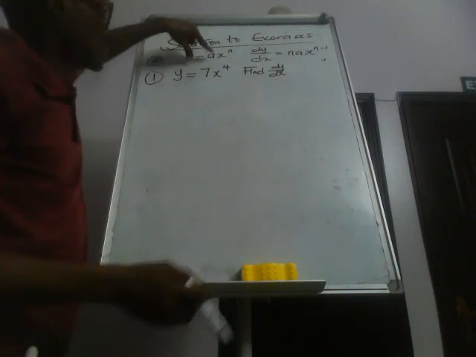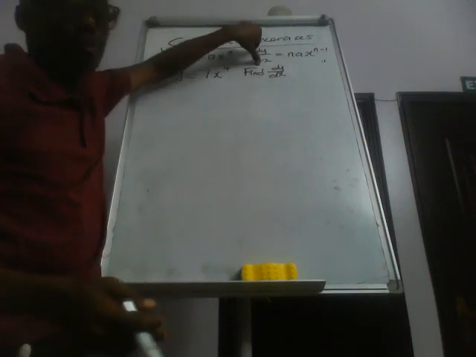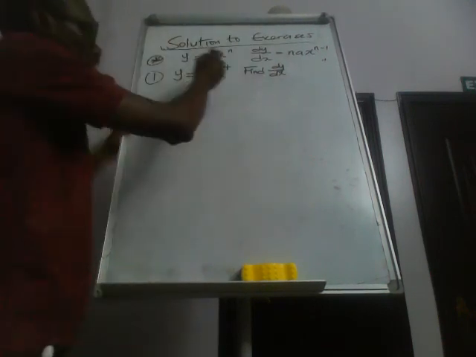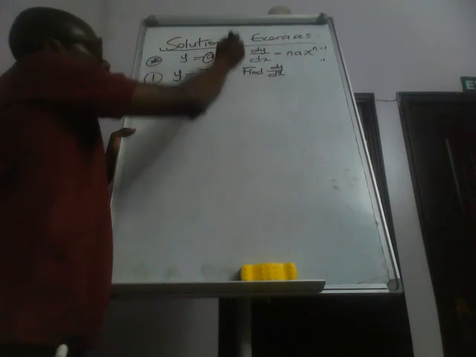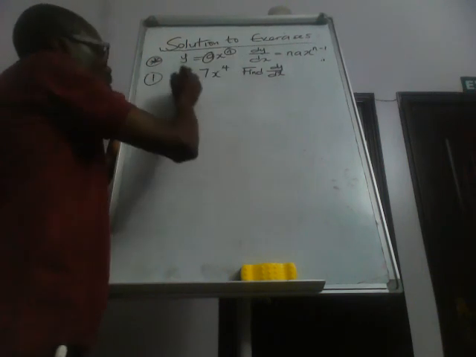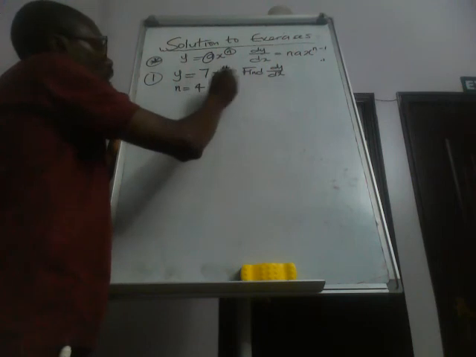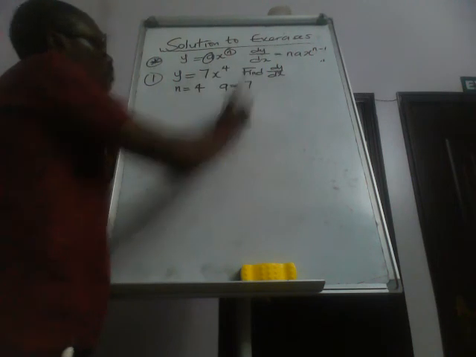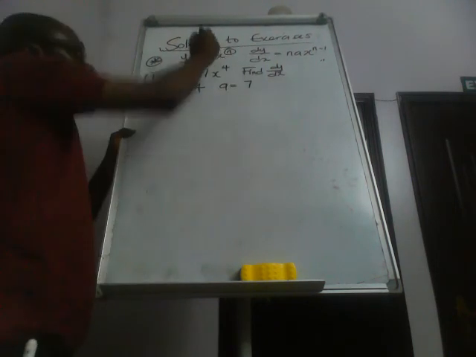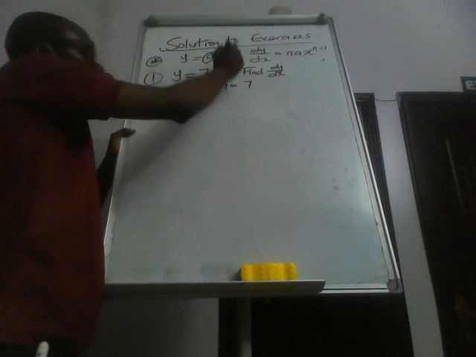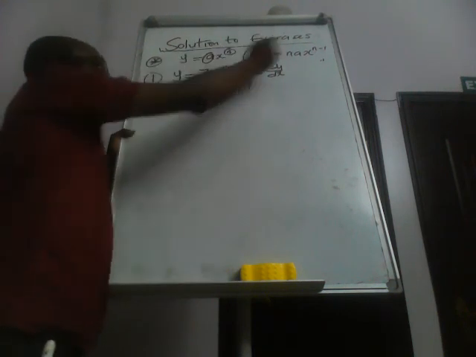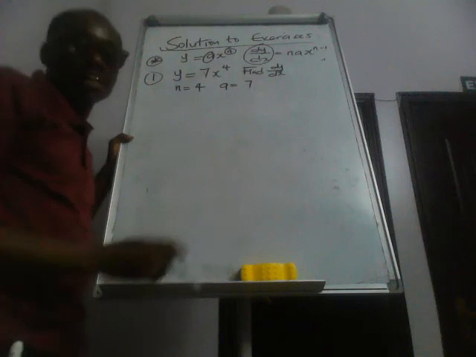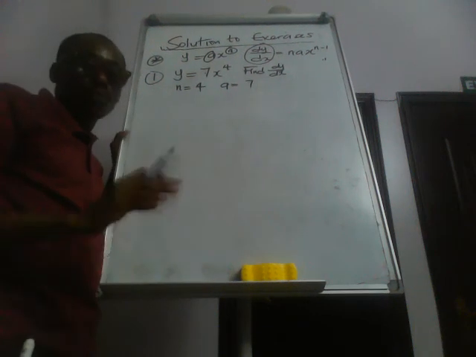This is the general form of dy/dx. So like I said, always try to know what your a is and what your n is. Here our n is equal to 4 and our a is equal to 7. Our a is 7, our n is 4. So now we're going to apply this formula to get the derivative of y with respect to x.